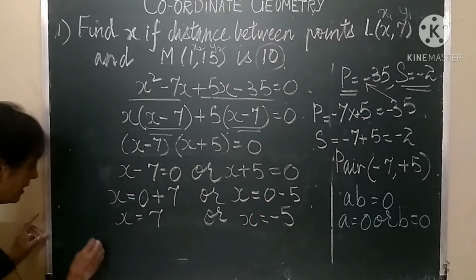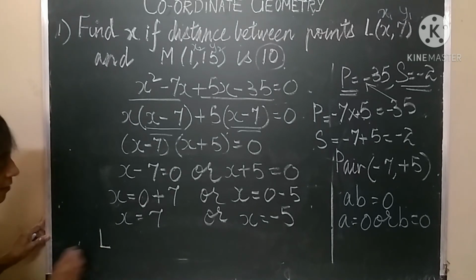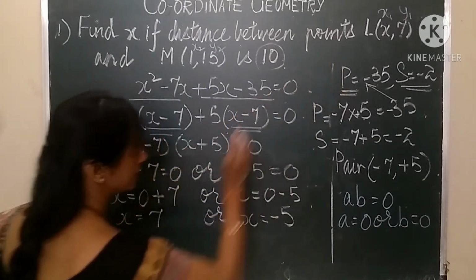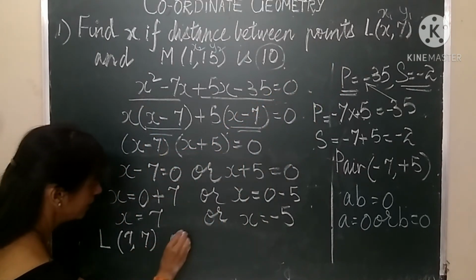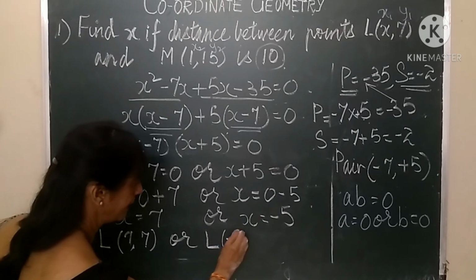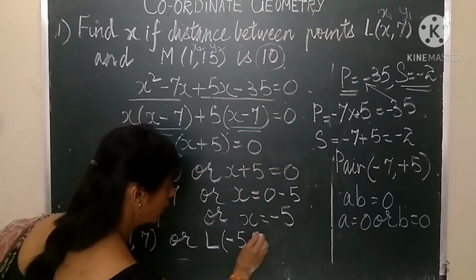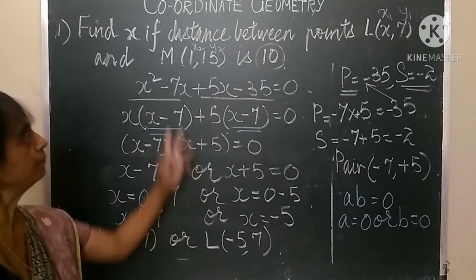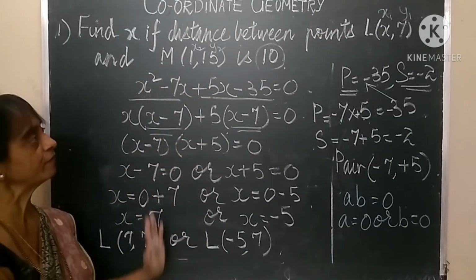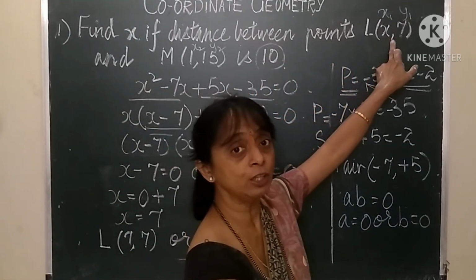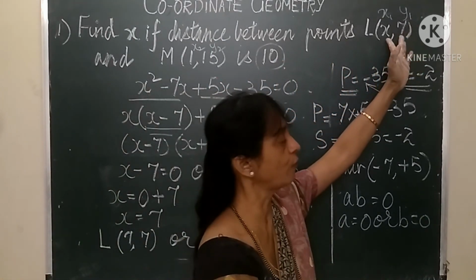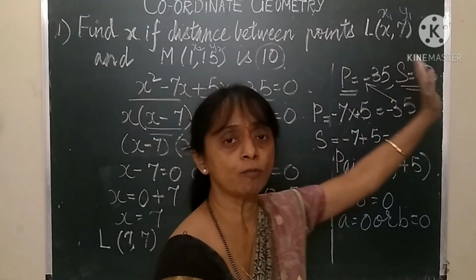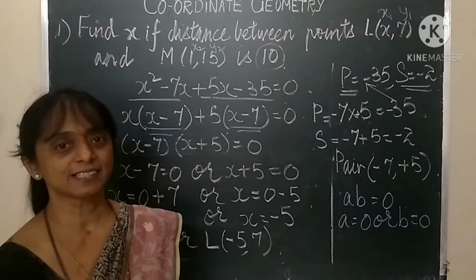So how do we write the answer? Therefore, L can have two answers. One with 7 and the y coordinate is already given over there, or L can be minus 5 with again the same y coordinate which is already given over here. So what did we find out over here, children? Again, by using the distance formula, we have calculated the value of the unknown coordinate, whether it is for the first point or second point, whether you have to calculate for the x coordinate or y coordinate. The method remains the same.